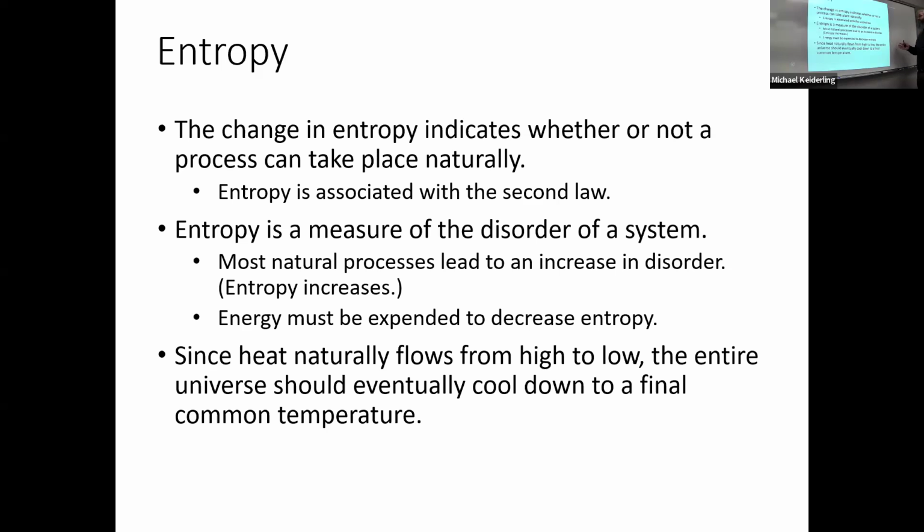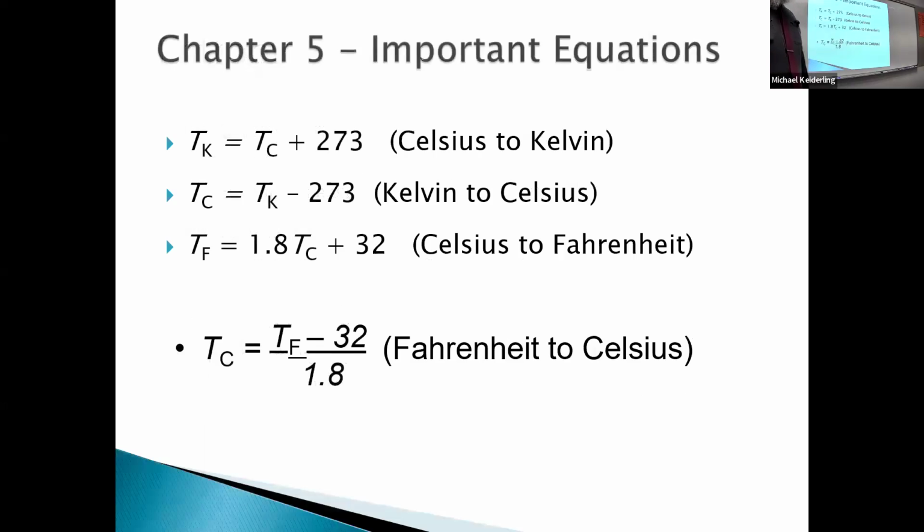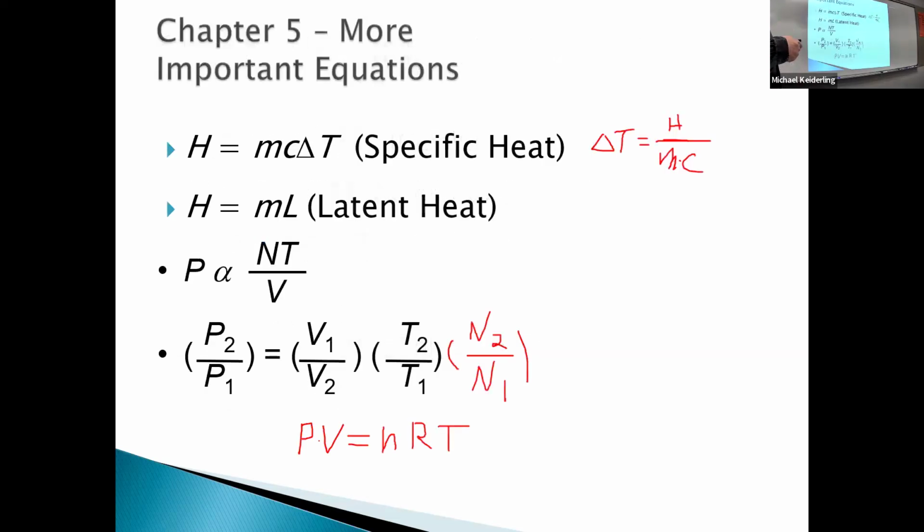And since heat naturally flows from high to low, the entire universe will eventually cool down to a final common temperature, which will be quite low because the universe is expanding. And these are the important equations: how to convert Celsius to Kelvin, Kelvin to Celsius, Celsius to Fahrenheit, Fahrenheit to Celsius. There's specific heat, also with the change of temperature, latent heat, and the gas law.